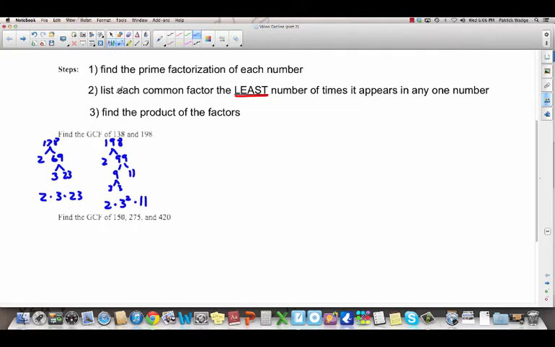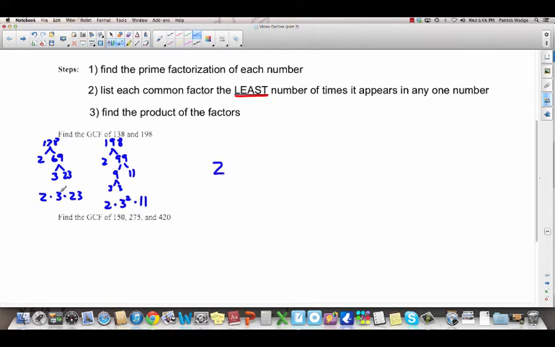The second step: list each common factor the least number of times it appears in any one number. For example, in this first number, 138, there's the factor 2. Does that factor show up in the second one? Yes. How many times does it show up in the first one? Just once, right? It's just 2. It's not 2 squared or 2 cubed. How many times in the second one? Just once. So the smallest number out of 1 and 1 is 1. So we put 1, 2.